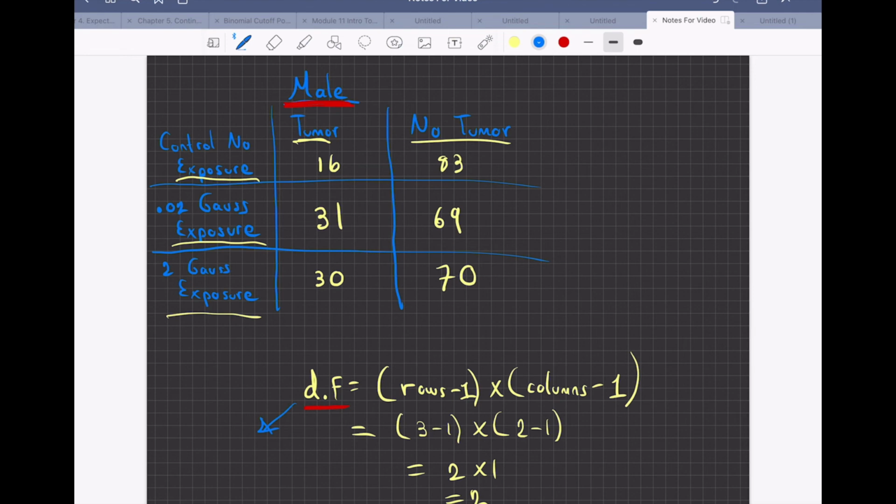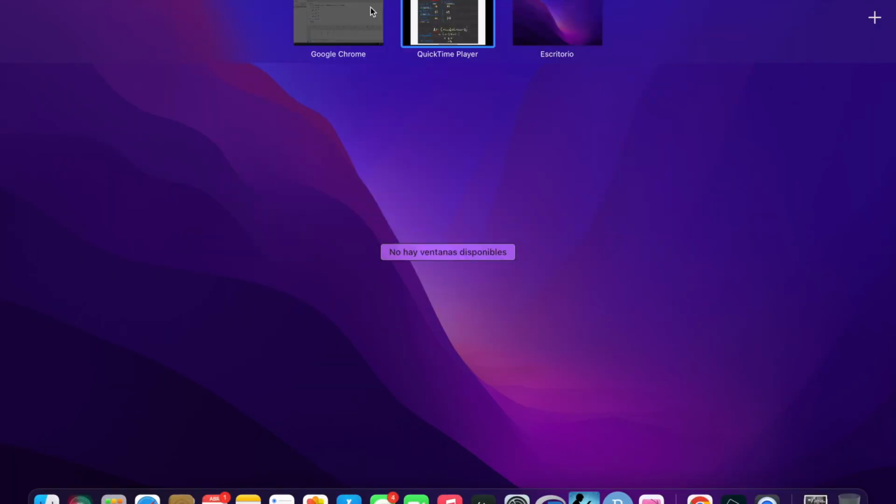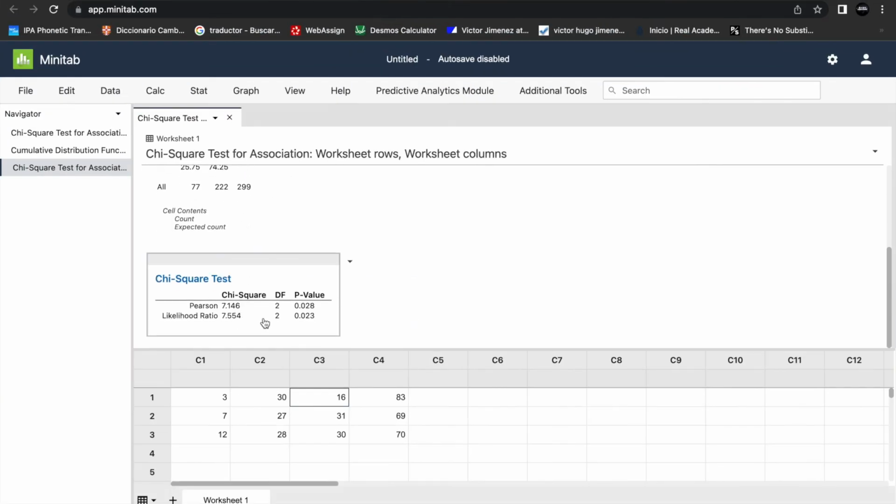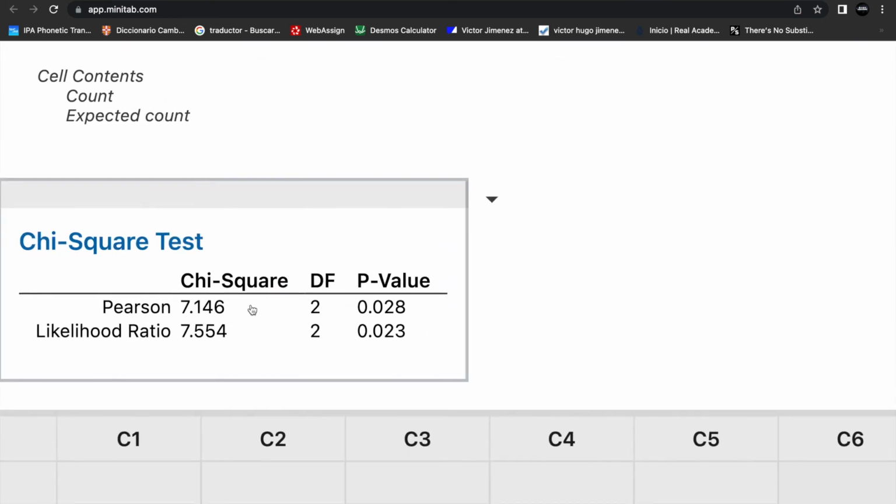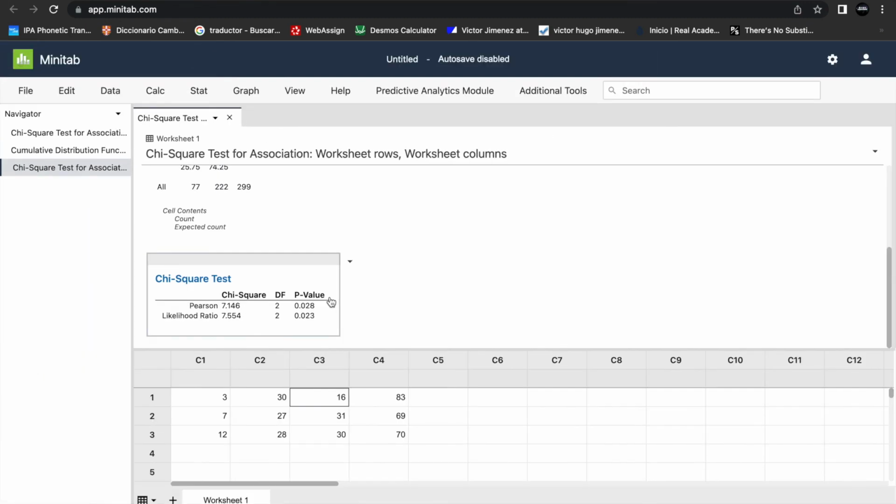You compute the degrees of freedom this way when you are testing independence or homogeneity. So don't forget that. In this case, the degrees of freedom is 2, and the chi-square we already have. Go to Minitab. Oh, by the way, notice you don't have to struggle with the degrees of freedom because it's already given there. So the chi-square test, remember the one person, ignore the other one, is 7.146 and degrees of freedom 2.